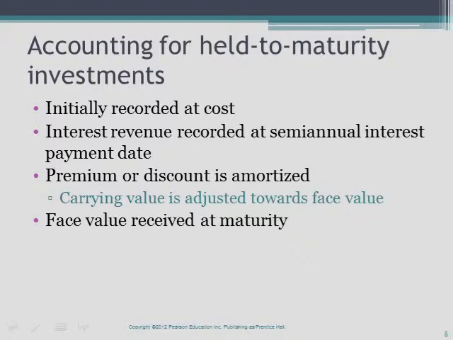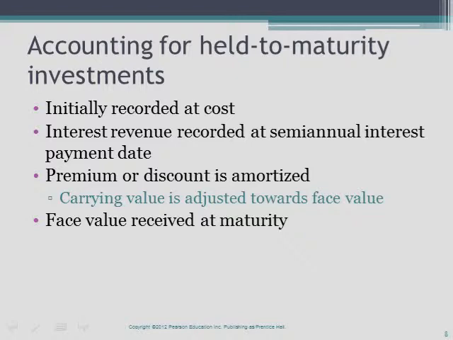Held-to-maturity investments are reported by the amortized cost method, which determines the carrying amount. Bond investments are initially recorded at cost, that is, market price as a percentage times the par value of bonds issued. At each semi-annual interest payment date, the investor records interest revenue.